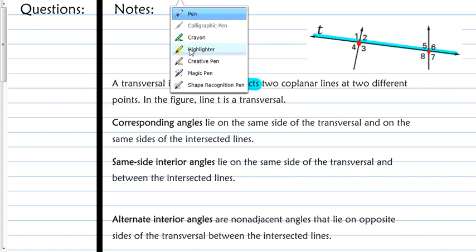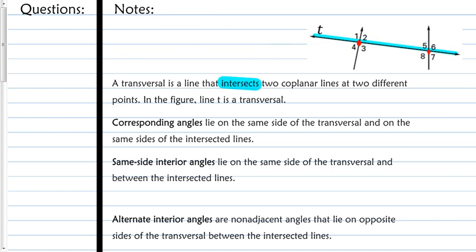Corresponding angles lie on the same side of the transversal and on the same side of the intersected lines. And here's an example of corresponding angles. Corresponding angles would be maybe angle 4 and angle 8. Okay, they're on the same side of the transversal, they're below the transversal, and if you look, angle 4 is to the left of this line, and angle 8 is to the left of this line as well, so they're corresponding angles. Go ahead and see if you can find another set of corresponding angles.